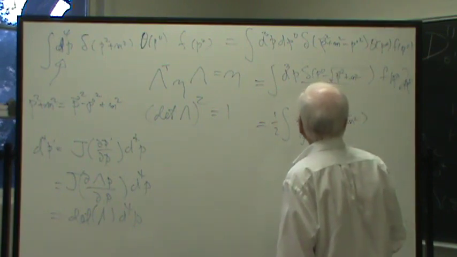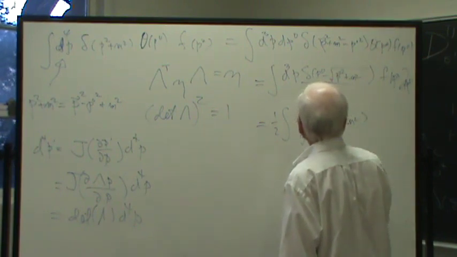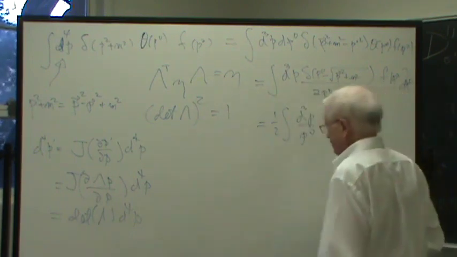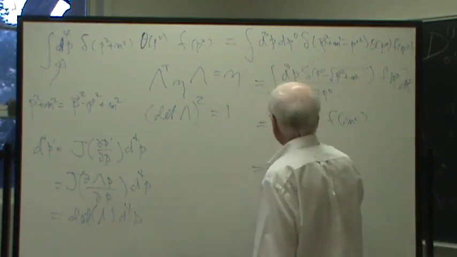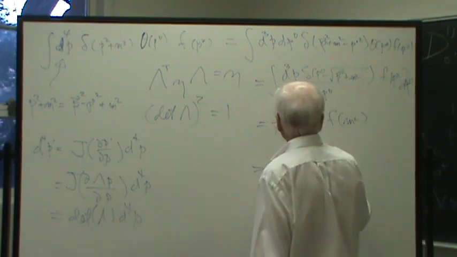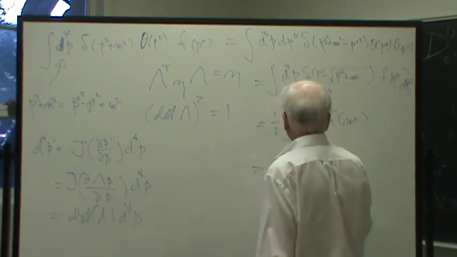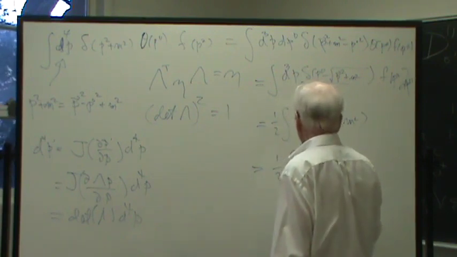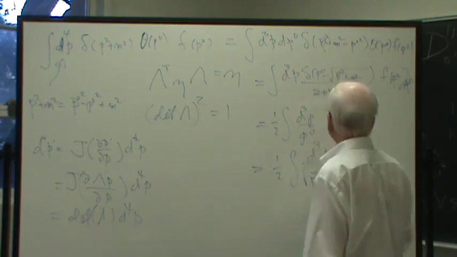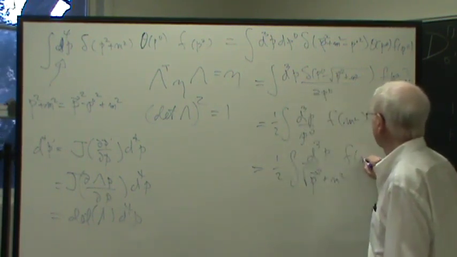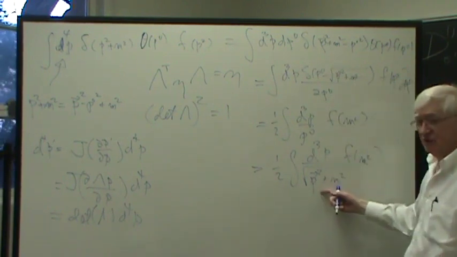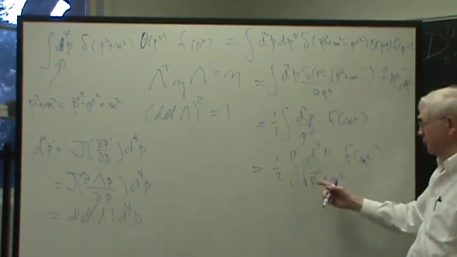And this is then p0, so this is 1 half integral d cubed p over square root of p vector squared plus m squared. So everything was Lorentz invariant, so this thing has to be Lorentz invariant. And d cubed p over p0 really means this.